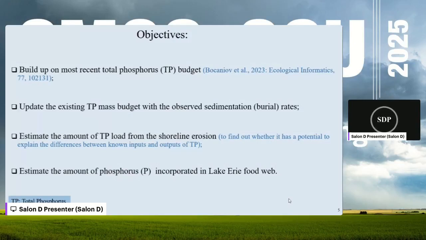And finally, we wanted to estimate the amount of phosphorus incorporated in the lake food web, because the lake food web is behind some very important lake processes, but people don't know how much phosphorus is in this food web. And I will use the abbreviations TP for total phosphorus and P for phosphorus in my presentation.